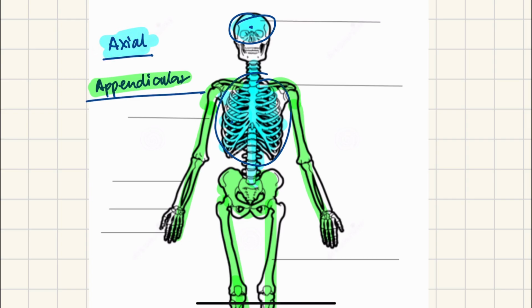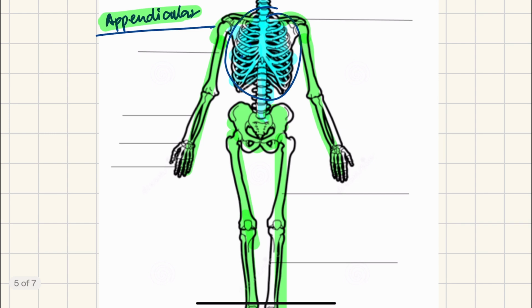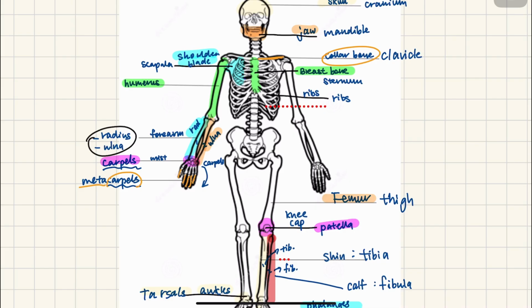The axial tends to relate to parts of the skeleton that are more centered, such as the skull, the vertebrae, and the ribs. Next, appendicular, bones of the skeleton that are more outwards, such as the arms, the legs, and the pelvis. The general skeleton diagram is one of the most important diagrams you'll be needing.